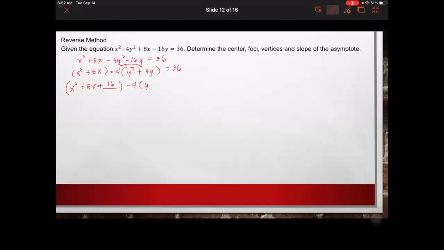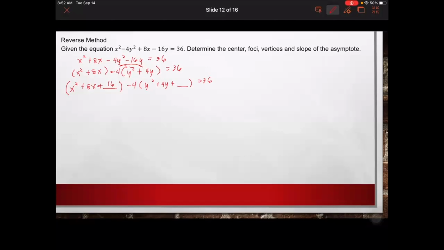Okay, so we're going to add 16 kasi kalahati ng 8 ay 4. Then 4 squared is 16. Then this will be y squared plus 4y plus how many? Equals 36. Ilan? What are we going to add?